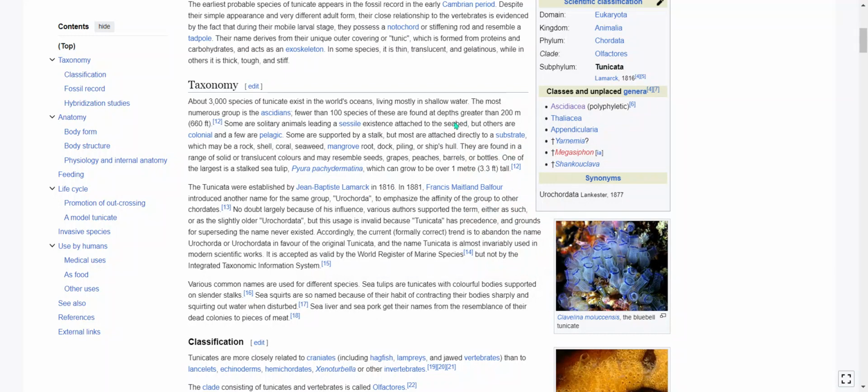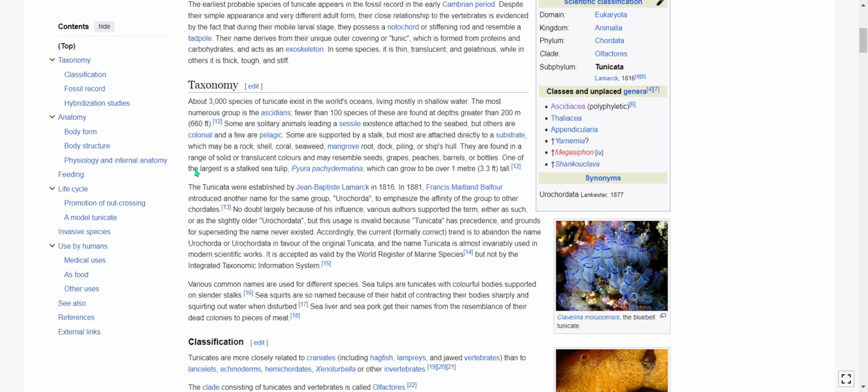Some are solitary animals, leading a sessile existence, attached to the seabed, but others are colonial and a few are pelagic. Some are supported by a stalk, but most are attached directly to a substrate, which may be rock, shell, coral, seaweed, mangrove root, dock, piling, or ship's hull. They are found in a range of solid or translucent colors and may resemble seeds, grapes, peaches, barrels, bottles.